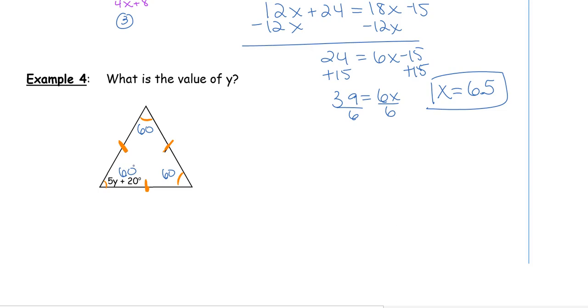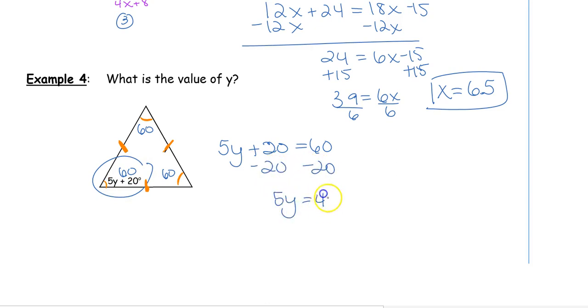So to solve for this one, we have simply 5y plus 20 is equal to 60. This one angle right here has a measure of 60 degrees. We move our 20 over. 5y is equal to 40. We divide by 5, and we find that y is going to be equal to 8.